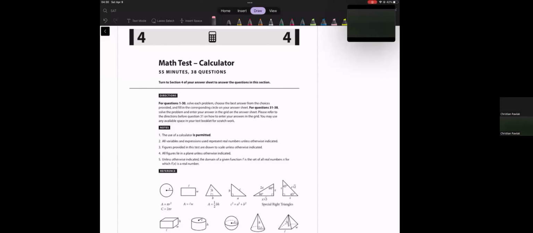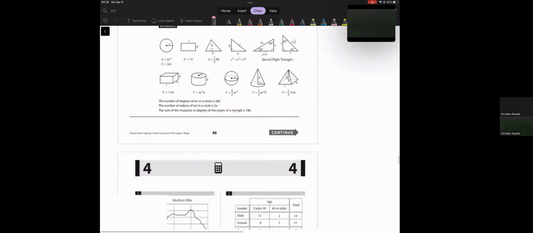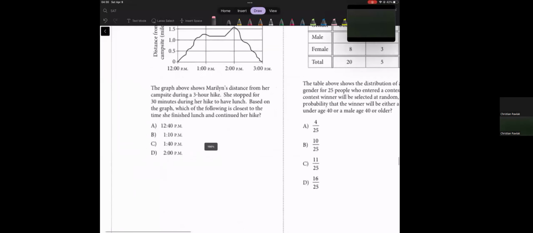Okay, so now we are going to go through section 4, the calculator portion. Now I will break this up into multiple parts, so just make sure you pick the right video if you're trying to find the questions that correspond to your questions.